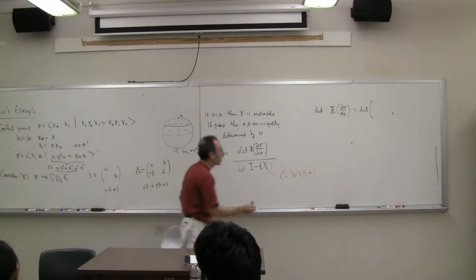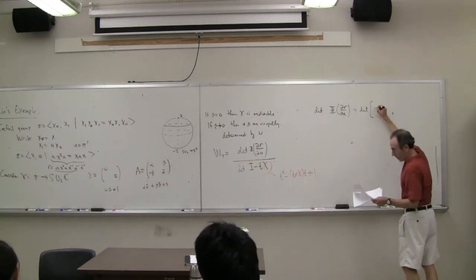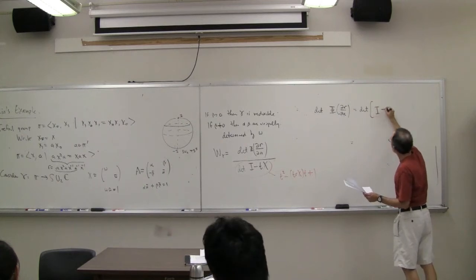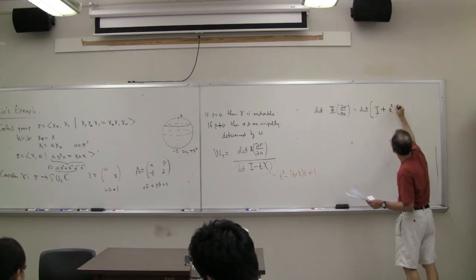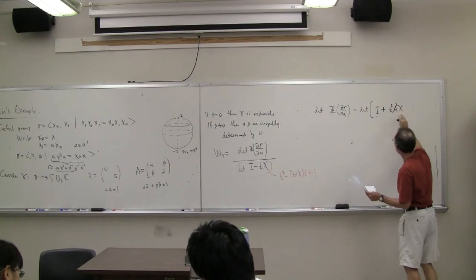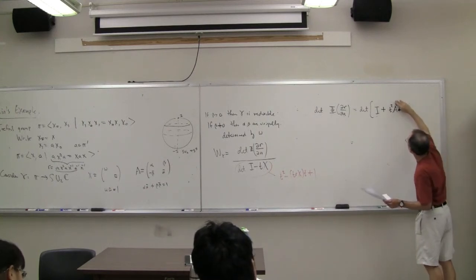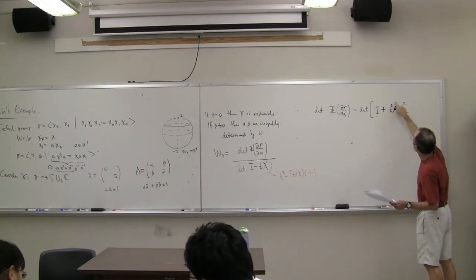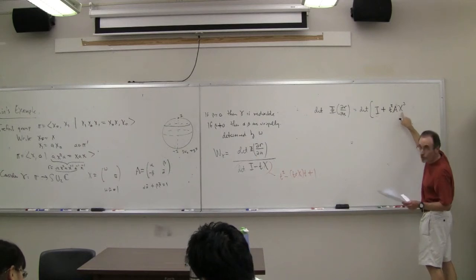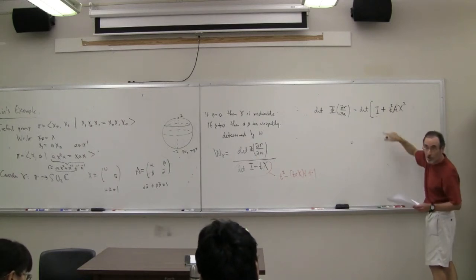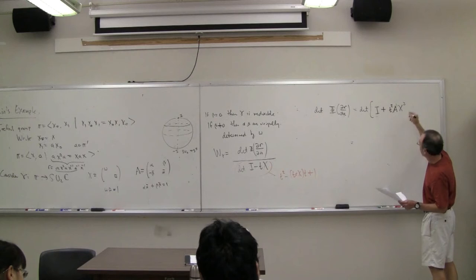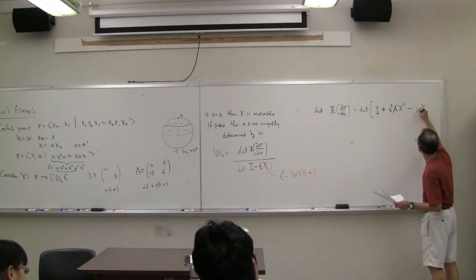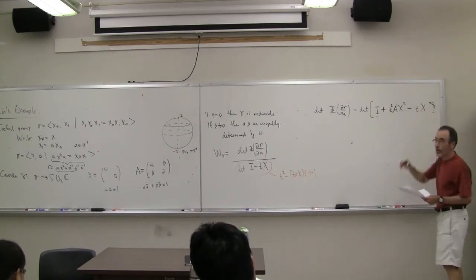So what you can write is identity plus, don't forget the augmentation, ax squared, not a squared x. Ax squared has augmentation 0 plus 2. So that's why you see t squared. And then minus x, and x has augmentation 1, so that's why you see a t.